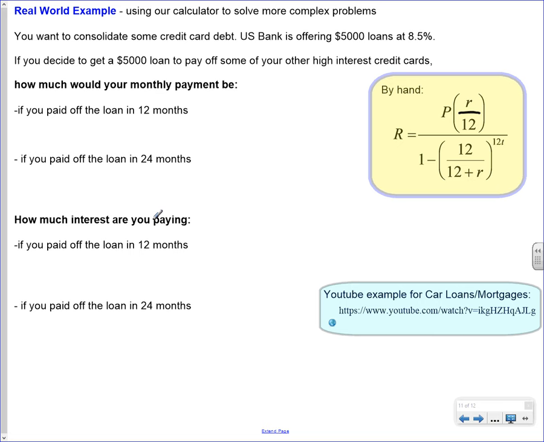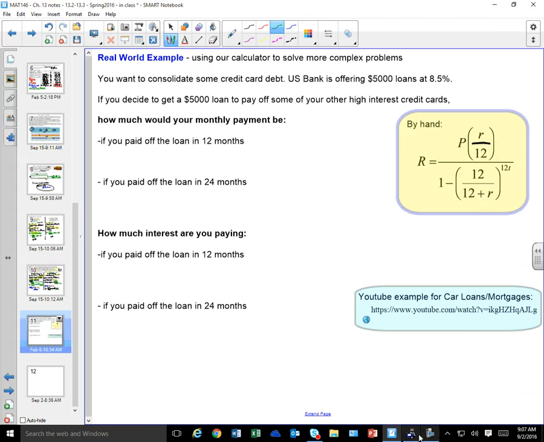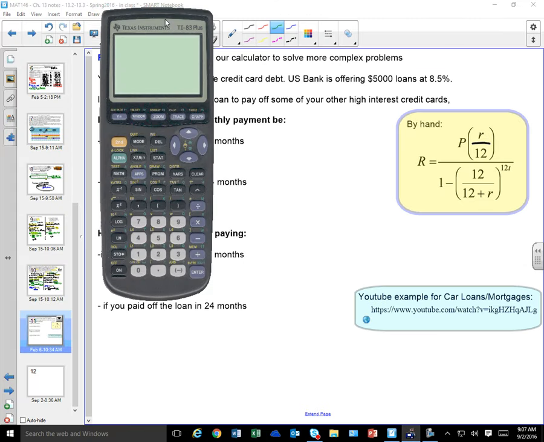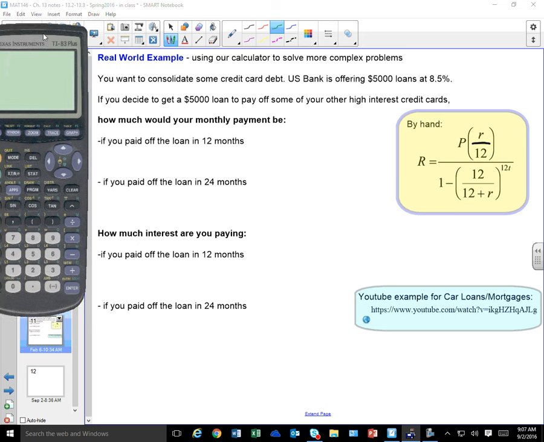Okay, using our calculator to solve more complex problems. This is something you would do with your graphing calculator. If you don't have a graphing calculator, that's okay. There shouldn't be any problems like this on your homework. This is just for extra information so you can see how else this might be used.